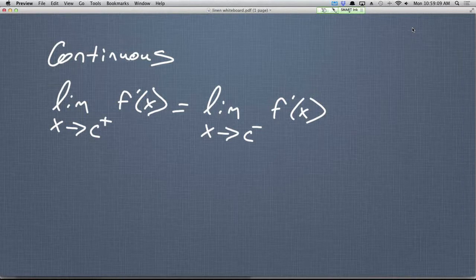Okay, so I first have to be continuous, and the second thing that has to happen is the limit from the right of the derivative has to equal the limit from the left of the derivative. Those are the 2 things that have to happen for me to be differentiable at a point. I must be continuous at that point, and then the limit from the left and the limit from the right of the derivative must exist. If those 2 things happen, that means I'm differentiable.